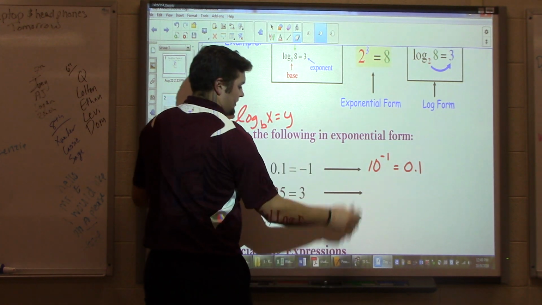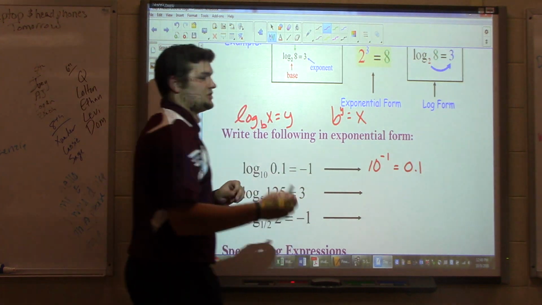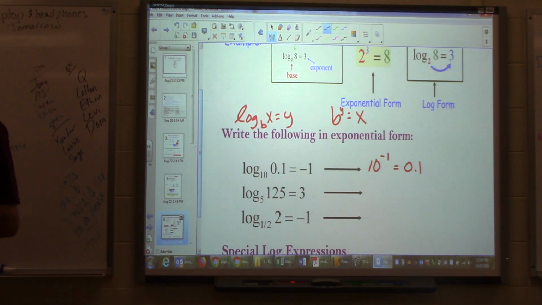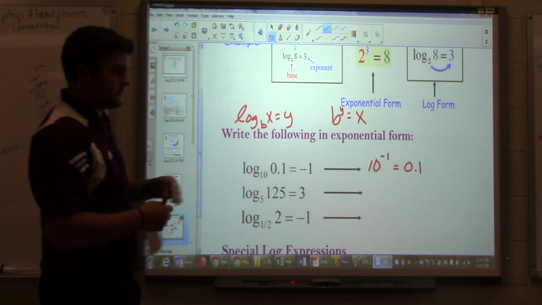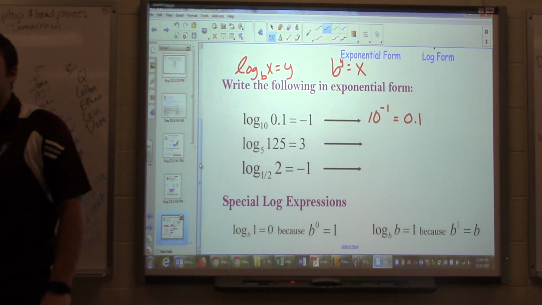to b to the y power equals x. I'm just manipulating it. I'm changing it around. Alright? What's the second one going to be? I have log base 5 of 125 equals 3.